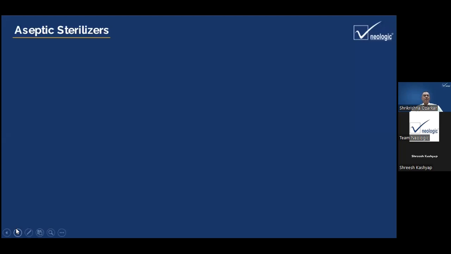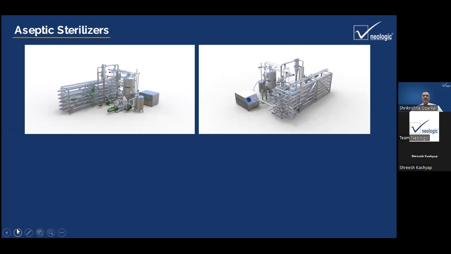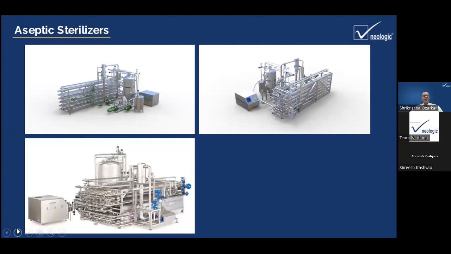Then I will try to share with you some photos, or designs, of aseptic sterilizers. What you see in the picture is a typical aseptic sterilizer with a product tank, product deaerator, hot water chamber, a piston pump, product pump, and CIP tank. A similar 3D animation of the same sterilizer from a different perspective. This is an actual machine produced.